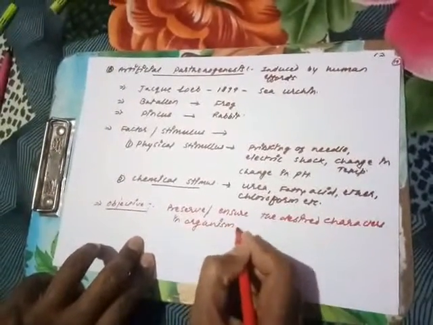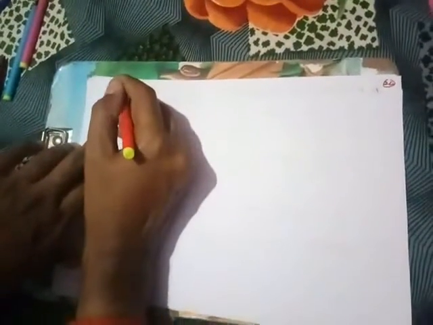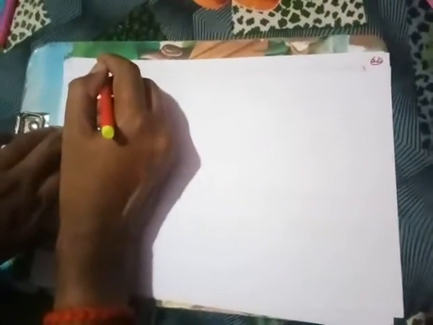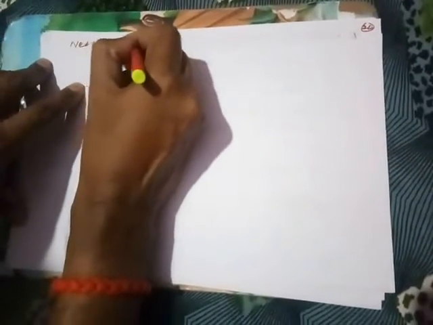So this is all about parthenogenesis. Next to parthenogenesis, the next special mode of reproduction is neoteny and pedogenesis.